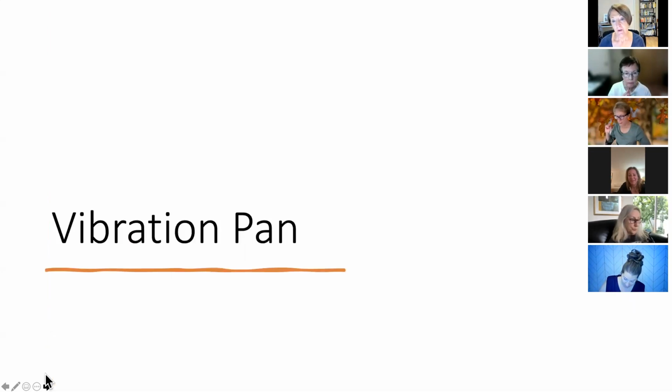Okay. And then vibration pan. I do not have a good illustration of vibration pan, but I just want to throw it out for you all. Vibration pan is where we vibrate the camera back and forth. I don't have a good example, but it is possible.